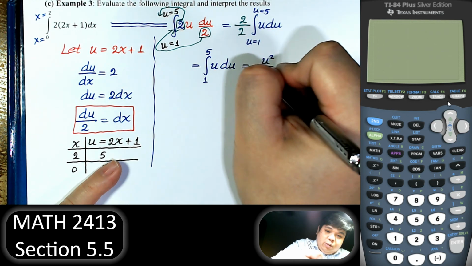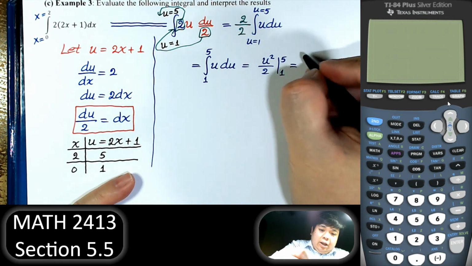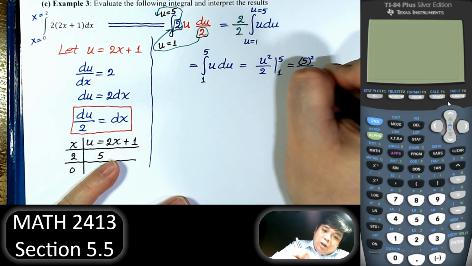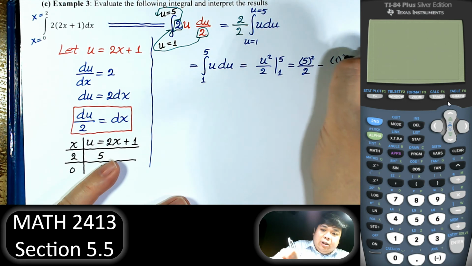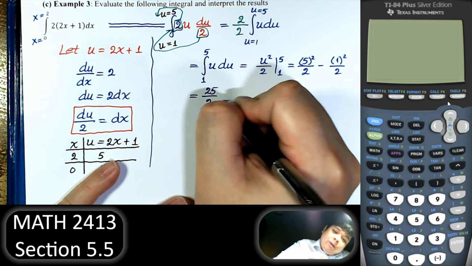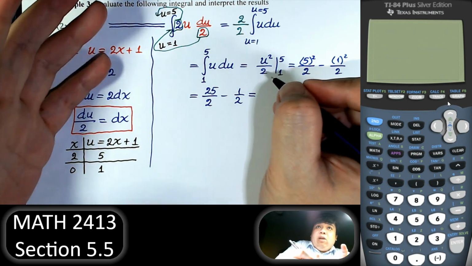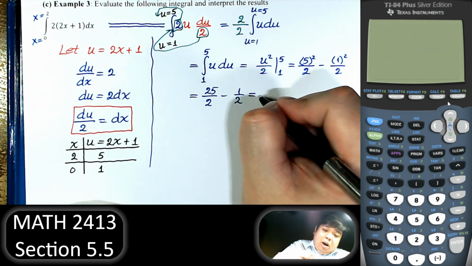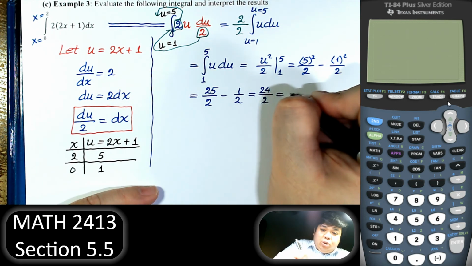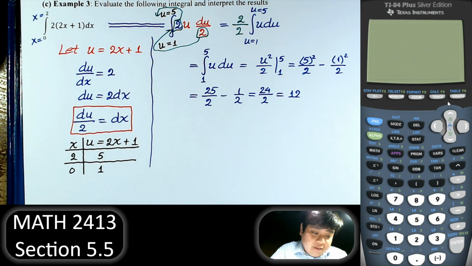The integral is u squared over 2 from 1 to 5, and that is 5 squared divided by 2 minus 1 squared divided by 2. So 25 over 2 minus 1 over 2. Common denominator is 2, so 24 over 2, which is 12. Subtract the top, keep the common denominator. That's what we have, 12.